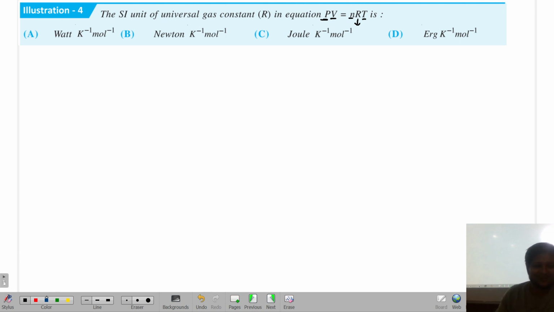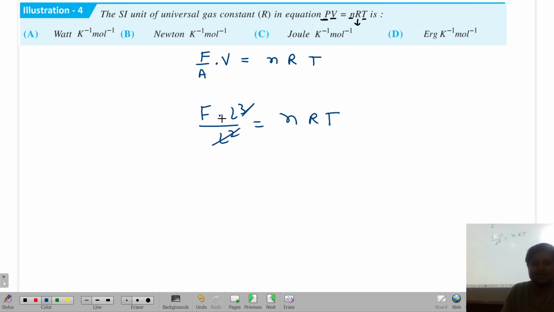Very easy. Look over here. Pressure is force by area, yes or no? Into volume is equal to nRT. Can you see now? Volume is L cube, area is L square. Cancel it. Now I'm left with F dot L is equal to nRT.